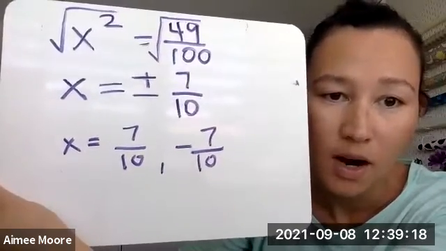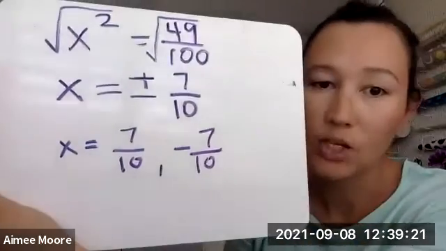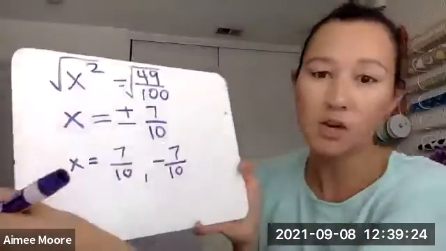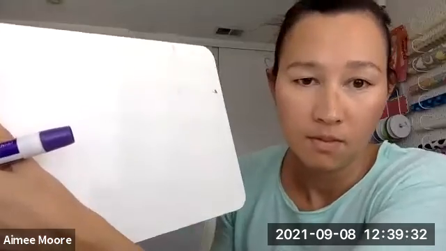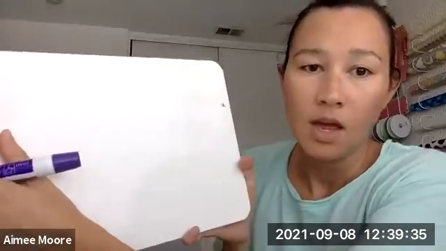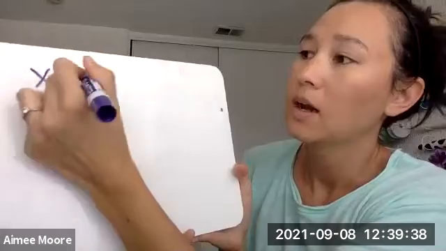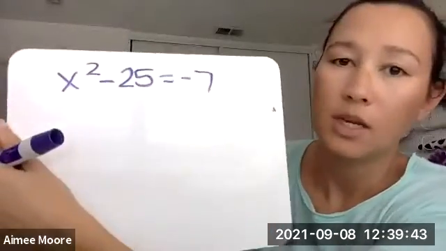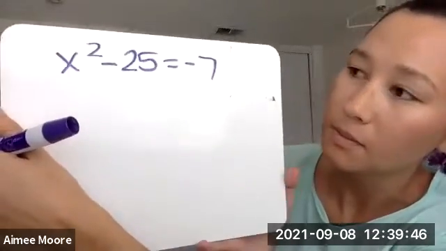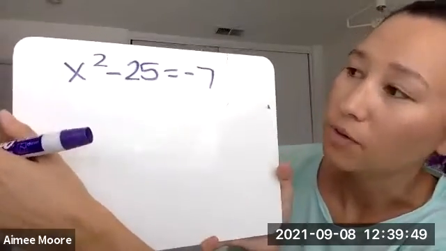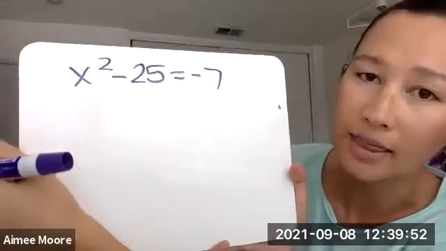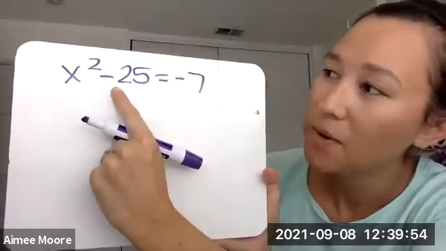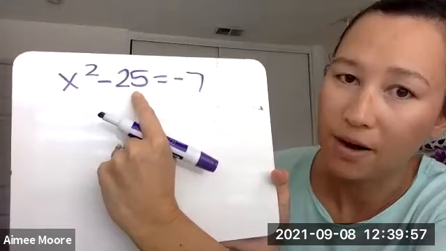Okay, so the next one says, what are the solutions, if any, to the equation x squared minus 25 equals negative 7? I'm going to erase this one. And we have x squared minus 25 equals negative 7. So again, we're going to solve by taking the square root, but before we do that, we need to isolate the x squared. So can anyone tell me what I need to do with the negative 25? How can I get rid of it?